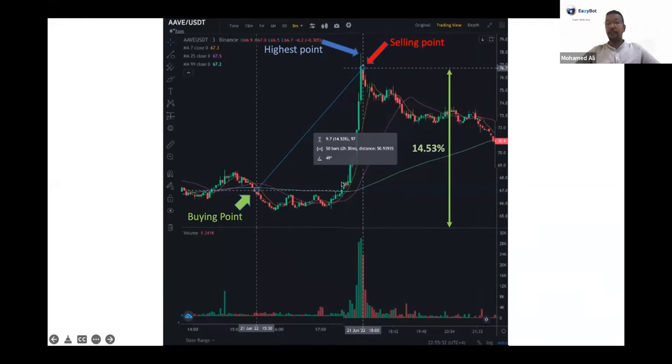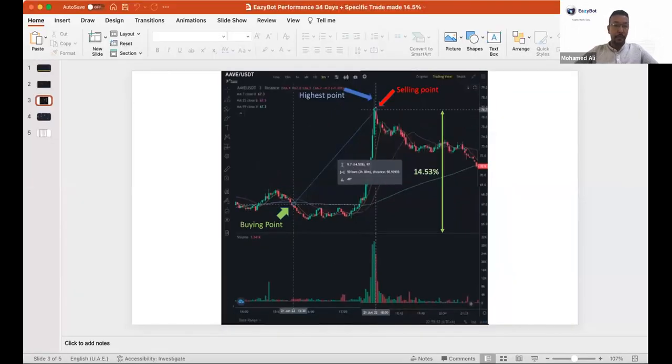And you can go back to the actual chart in Binance and see this movement. It's on the 21st of June, and the time of this candle was, I think, 16 or 18. Let me confirm so that you can go to the right place. Yeah, that was 6 p.m.